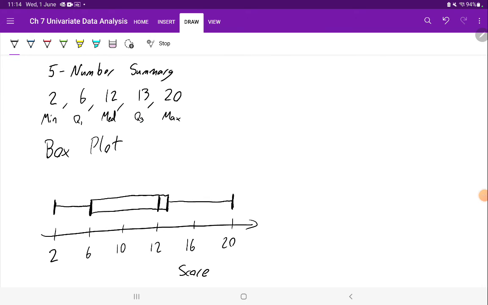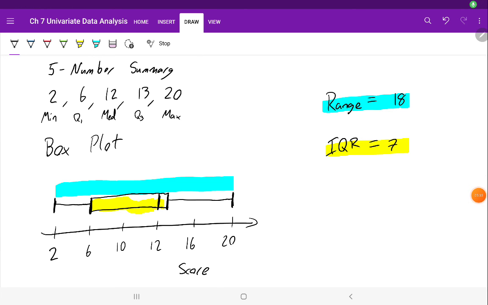Some fun things to note about box plots is that the range is the distance from the minimum to the maximum, so it's this length here. And the interquartile range is the distance from Q1 to Q3, so that distance right there. So just some interesting things to note. So you can actually visually see the range and the interquartile range based on the graph itself. Alrighty, so there is our complete picture, and we're all good to go.